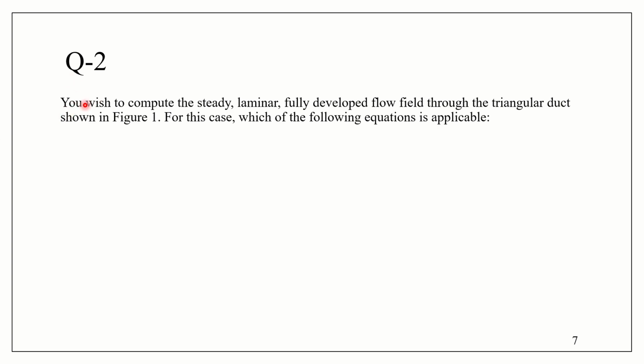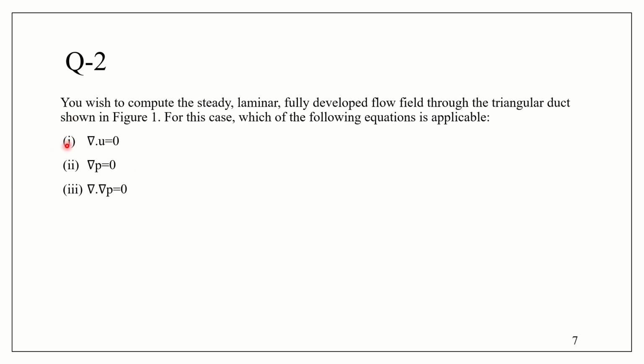So question 2 is about this: you wish to compute the steady laminar fully developed flow field through the triangular duct shown in figure 1. For this case, which of the following equations is applicable? Similar to the last question, this is asking which equations are applicable for steady laminar fully developed flow in a triangular duct. Option 1 is del dot u is equal to 0. Option 2 is del p is equal to 0. Option 3 is del dot del p is equal to 0.